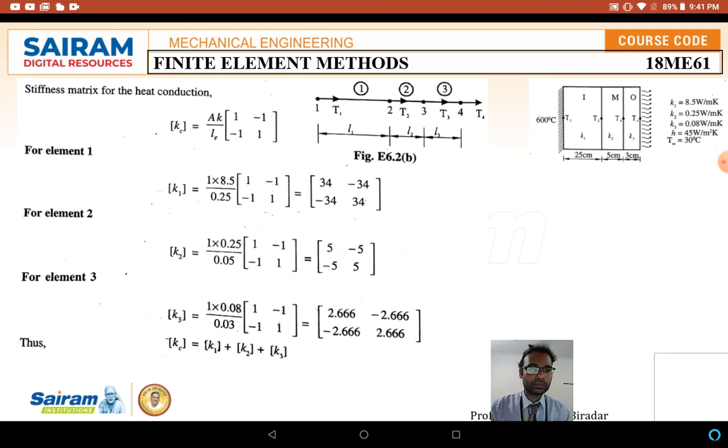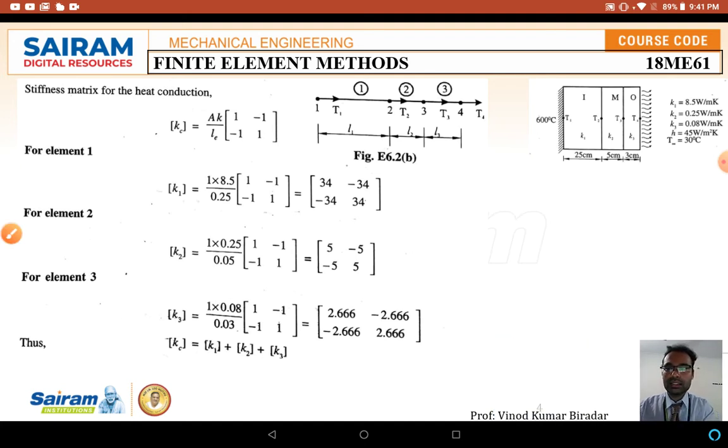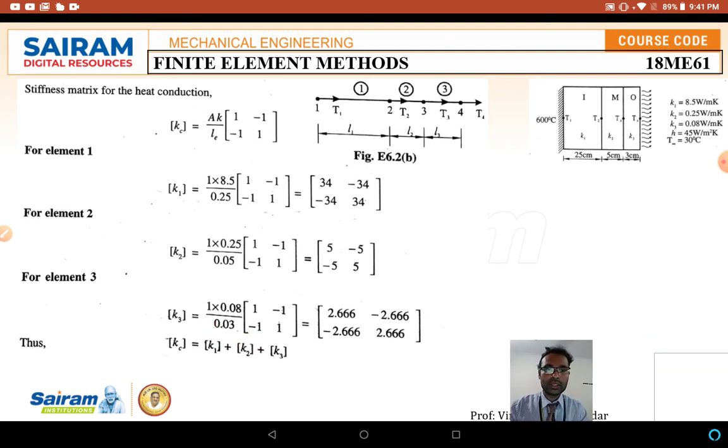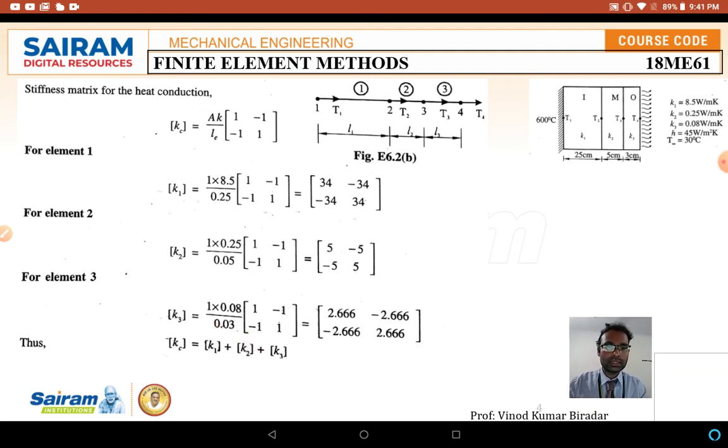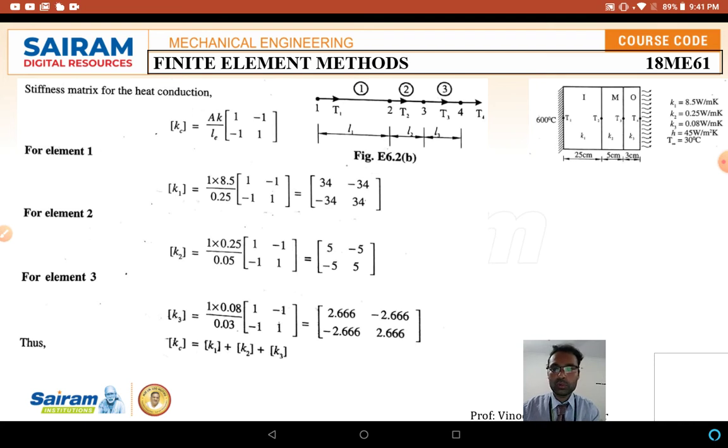Okay, now after calculating this for elements 1, 2, 3, our aim is to add the conduction contributions, that is K1, K2, K3. So here K1, K2, K3 you have to add it here. Okay, so according to the node number, how do we solve?